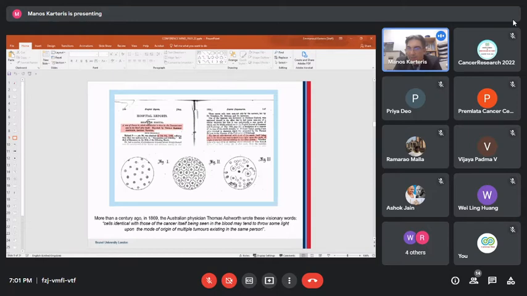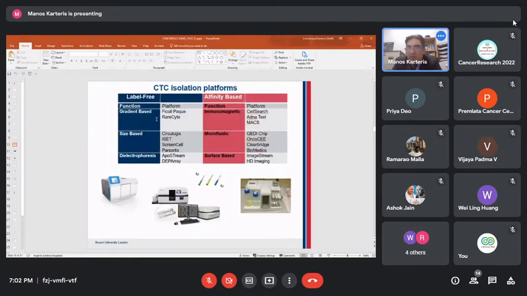The notion of cancer cells circulating in the bloodstream is not new. As a matter of fact, it was back in 1869 when an Australian physician, Thomas Ashworth, under a very primitive, very basic microscope, looked at these cells and thought he saw something different to the white blood cells. And what he wrote in this particular report was that cells identical with those of the cancer itself were seen in the blood. So it really goes back to those days.